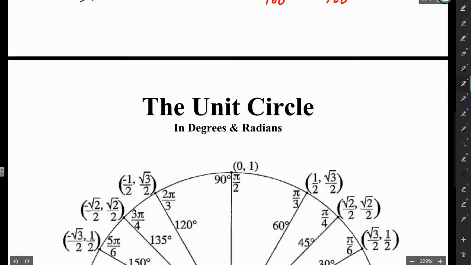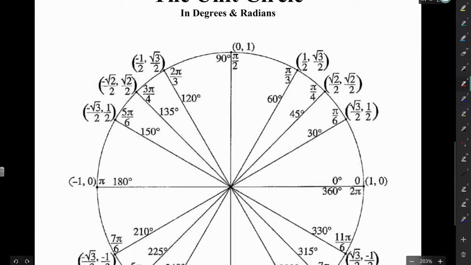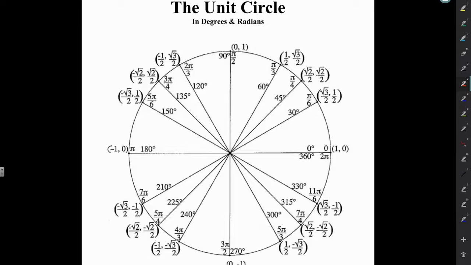So the next page is just the unit circle in degrees and radians. In the last lesson, we looked at the unit circle just in terms of degrees, but now we're including radians as well. If you look at pi over 2, when we convert pi over 2 to degrees, we got 90. So on the unit circle, we're showing every degree measure with radians as well. 30 degrees is equivalent to pi over 6 radians. 45 degrees is equivalent to pi over 4 radians, and so forth, all the way around the unit circle.